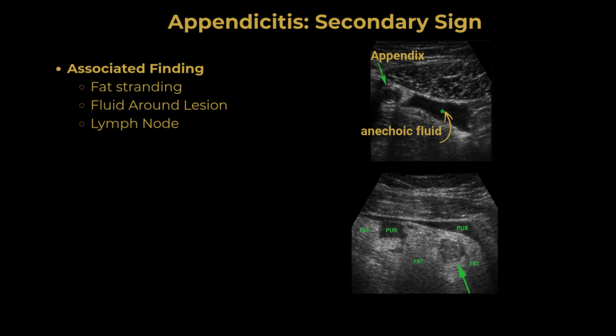Fluid may be seen around the lesion. A small collection of free fluid may be present near the appendix or in the right iliac fossa. This suggests inflammation or early perforation.